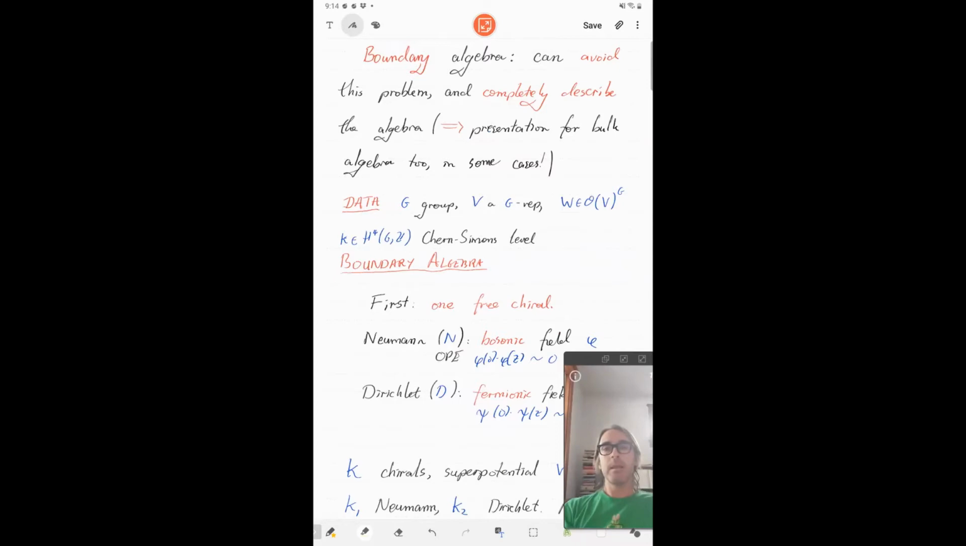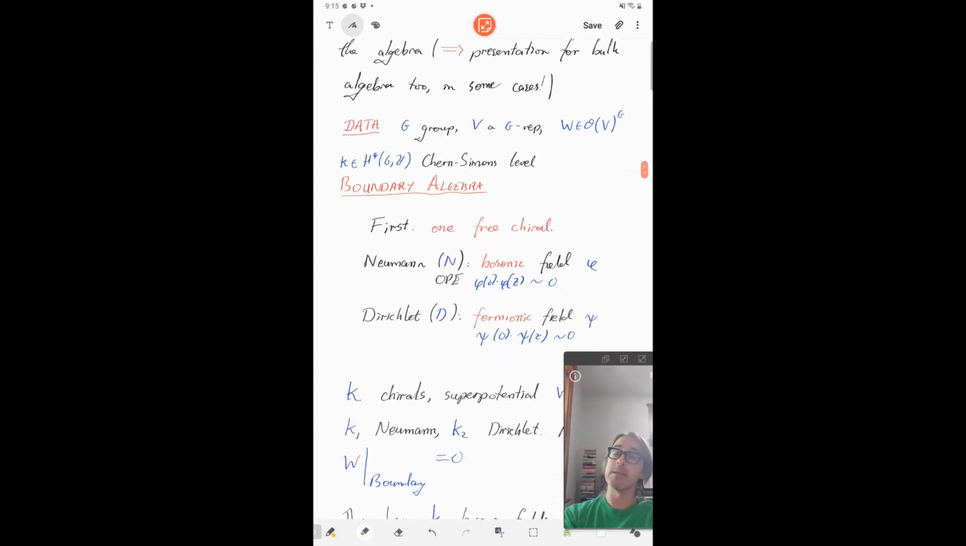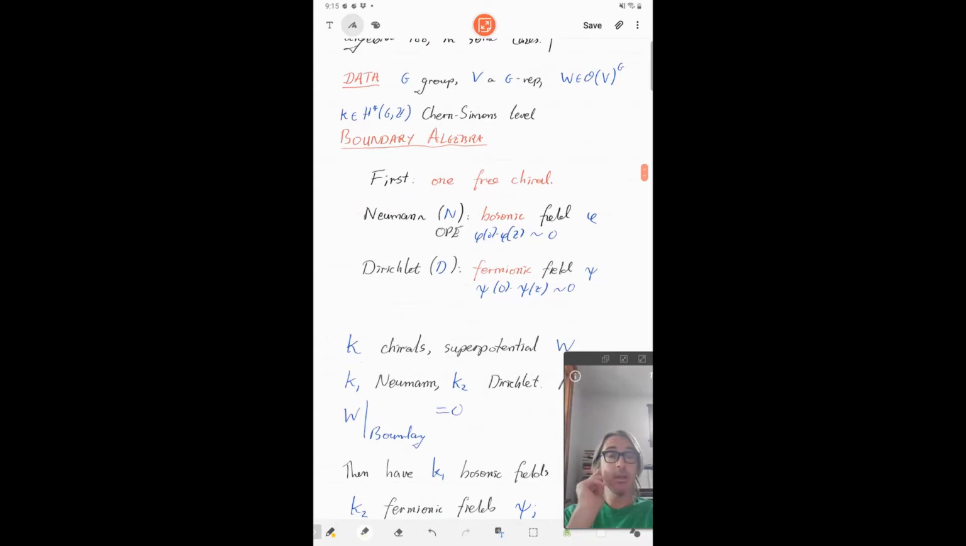And in some cases, understanding the boundary algebra is enough to reconstruct the bulk. Let me say what the data of the N=2 theory is. We have a group, a representation of the group, and a G-invariant superpotential of transcendence level. There might be more complicated things. For instance, in some situations, the superpotential will depend on monopole operators. But let's not include those for now. So to this data and a choice of boundary condition, we're going to produce a vertex algebra.